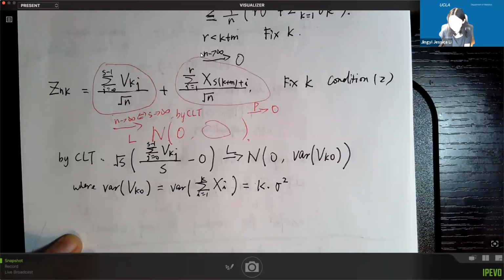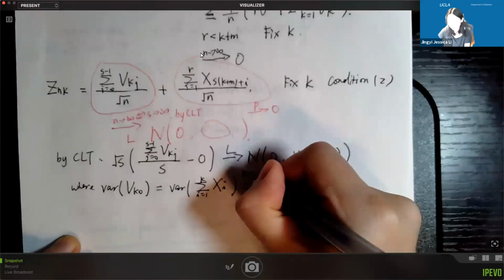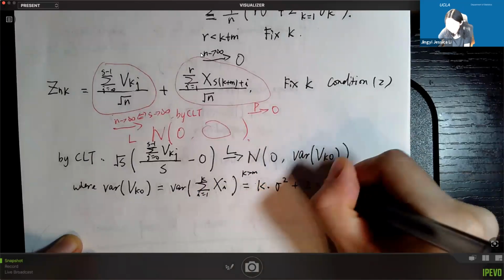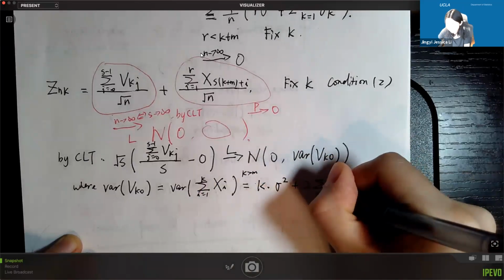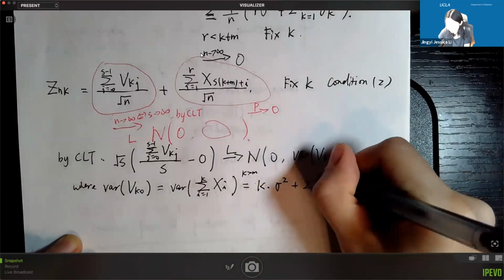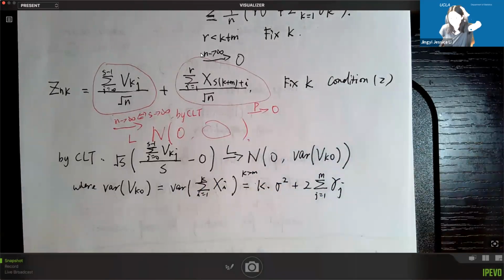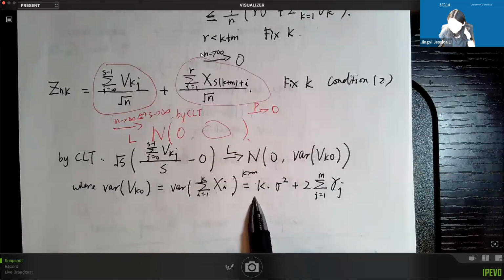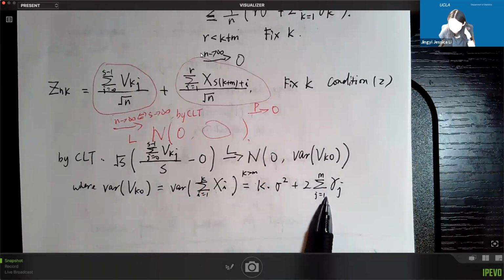And also we have the covariance term. Here we can assume k to be larger than m, k large. So then we can have all the m dependencies here. I would have 2 times the summation j from 1 to m of gamma j. So we still have those covariance terms here. That's it. So you see, I do have the variance here fixed by k, and here the covariance term, right?